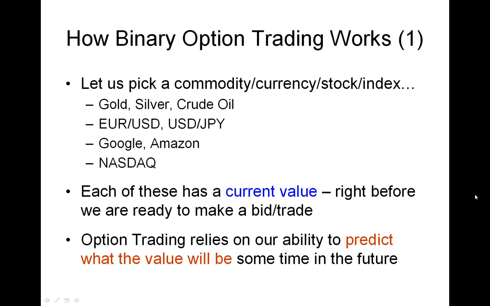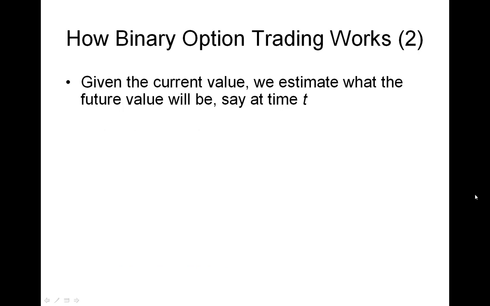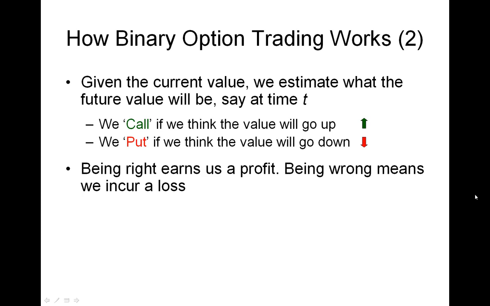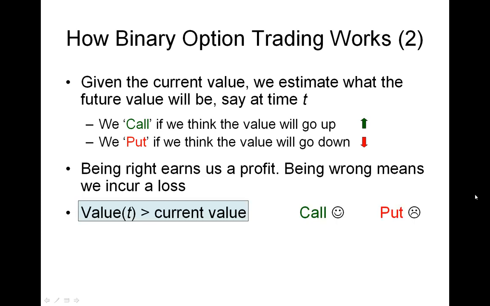Binary option trading relies on our ability to predict what that value is going to be sometime in the future. So given a current value, we estimate what that future value is going to be at a given time, say t. We call if we think the value is actually going to go up. So given the value right now, we call if we think that the future value is going to be greater than the current value. On the other hand, we put if we think that the future value is actually going to go down. Being right means we earn a profit, but being wrong means we incur a loss.